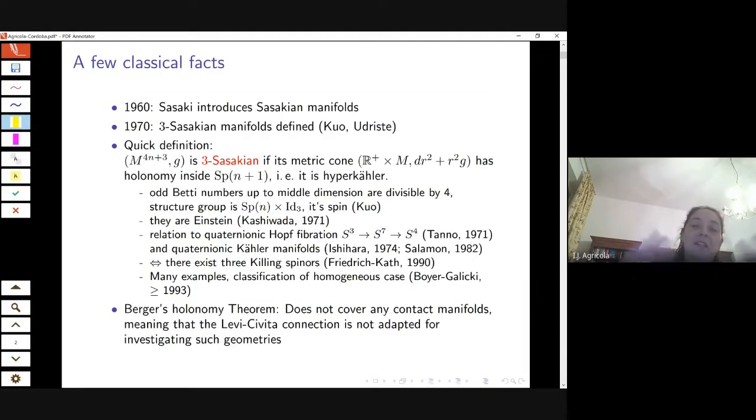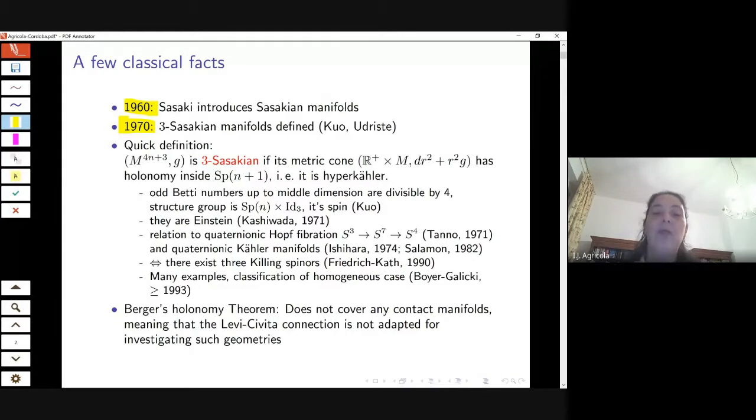Okay, so what is all the business around? All this is in the realm of 3-contact geometry. So let us just look back a little bit. In the 60s, Sasaki introduced what we now know as Sasakian manifolds. And relatively quickly afterwards, in 1970, Kuo and Tachibana realized that it is a very natural definition to assume that you have 3 orthogonal Sasaki structures.